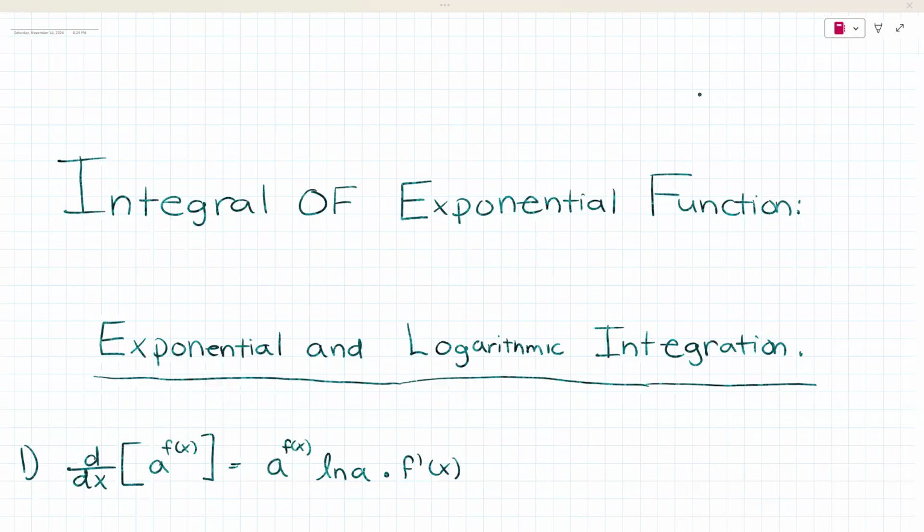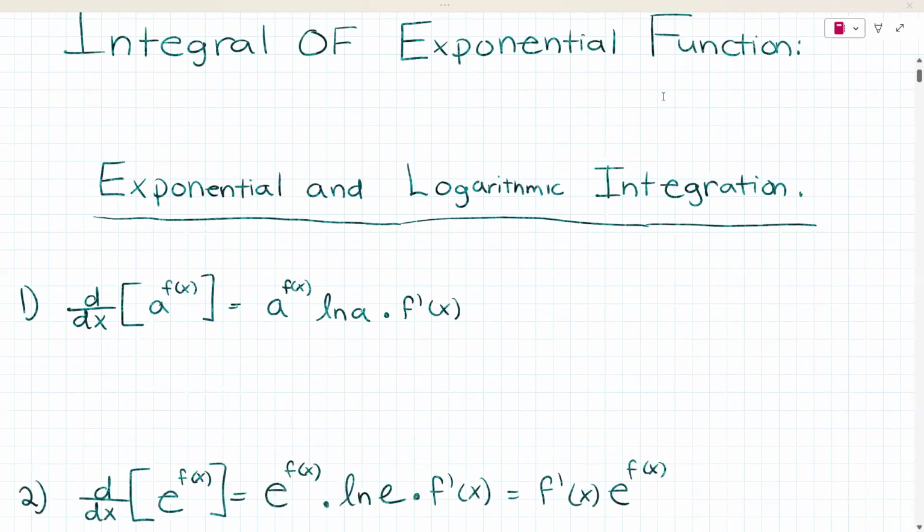So in this video, I will go over the common derivative rules of an exponential function. I will do examples of both bounded and unbounded integrals. So integrals of exponential functions. So exponential and logarithmic function. So here you have the derivative of an exponential function, right?